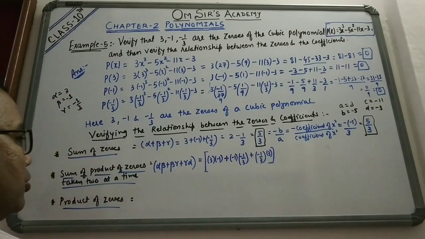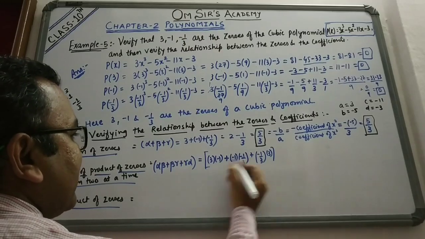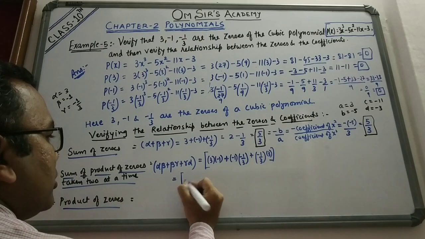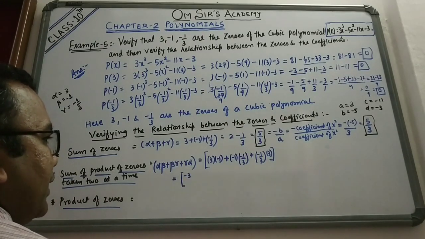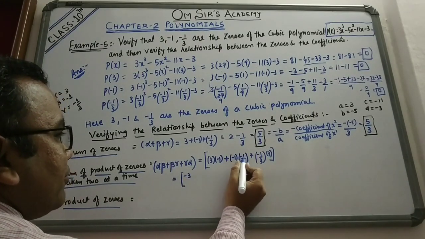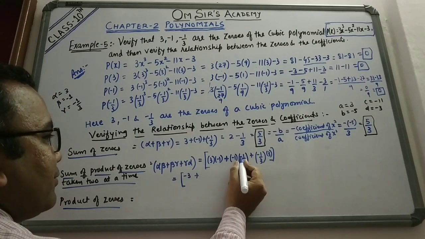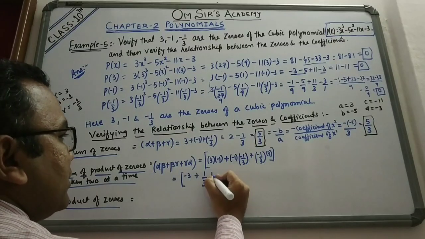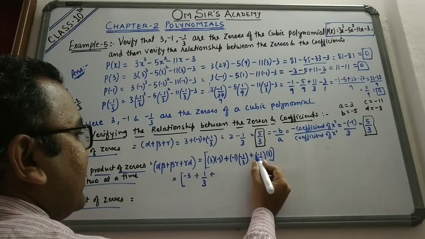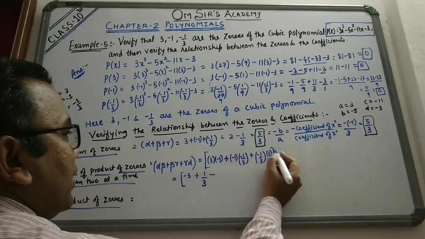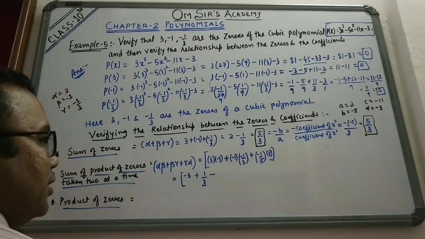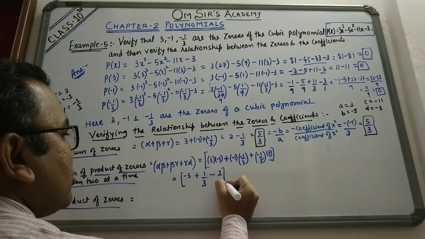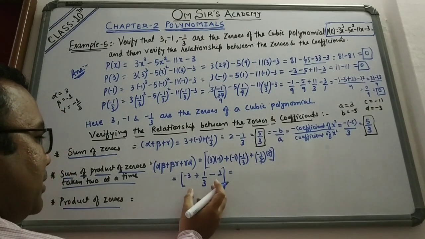Is it clear, friends? So what will be the answer of this, friends? I am writing here: 3 into minus 1 is what? Minus 3. Okay. Then minus 1 into minus 1 is what? Plus 1, and upon 3, that is 1 upon 3. Okay, friends. Plus, now plus into minus is what? Minus. And these 3 get cancelled over here. So it will be what? Minus 1.